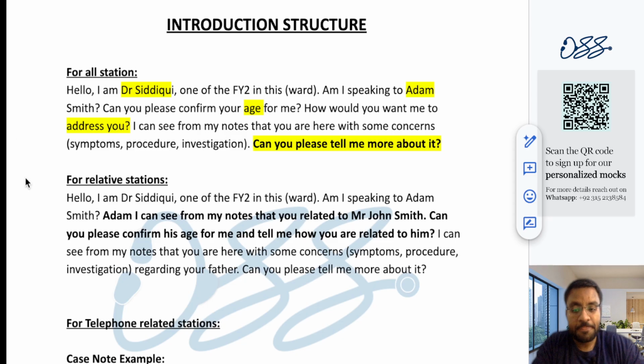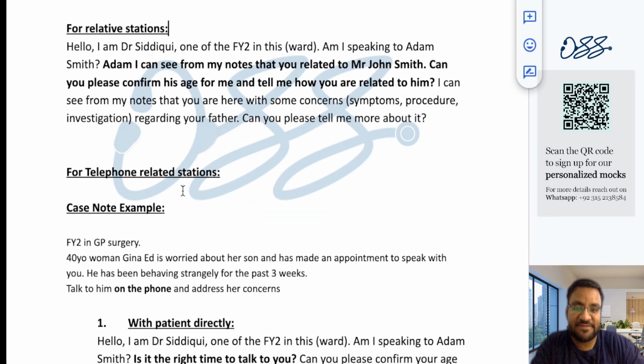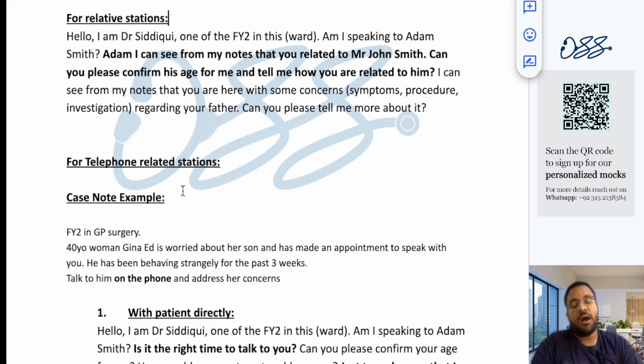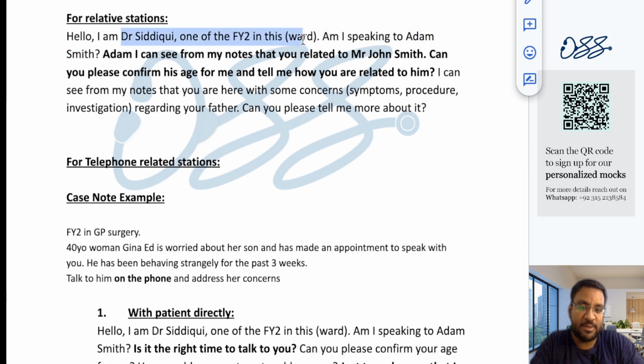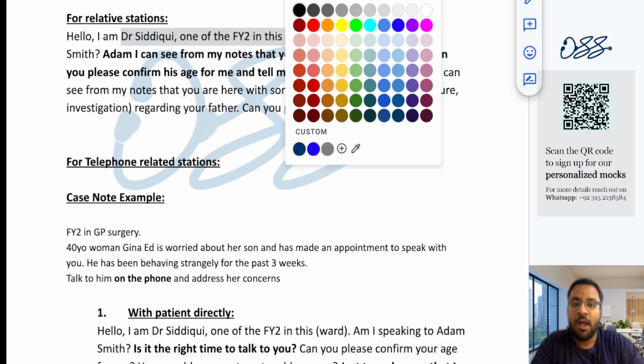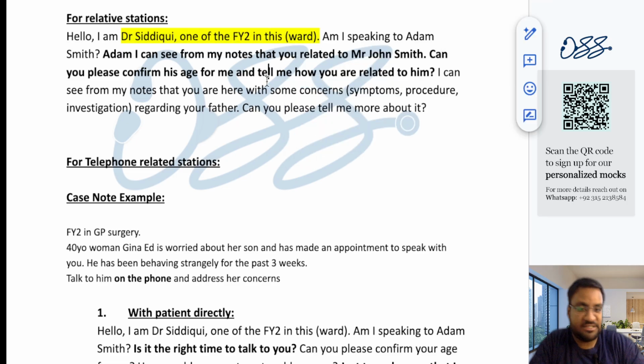All right, now let's discuss some variations for the relative scenarios. Let's suppose that you're not directly talking to the patient, but you're talking to one of the relatives. So the introduction would slightly differ. Your introduction and where you are currently situated would remain the same: that I am Dr. Siddiqui, and I am one of the FY2s in this GP surgery.